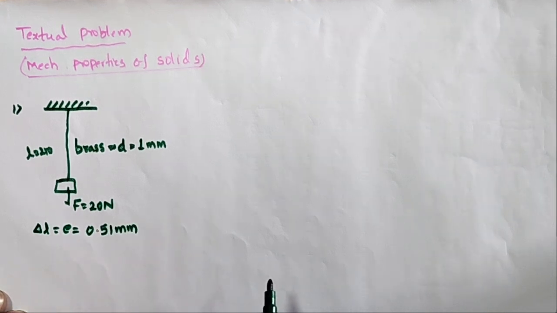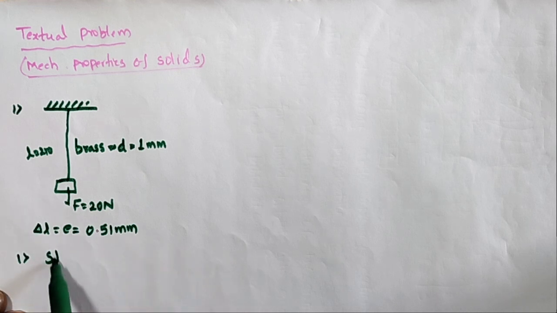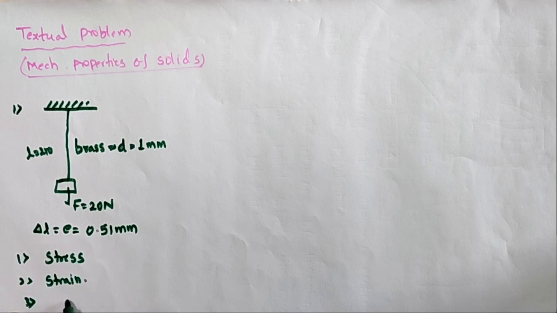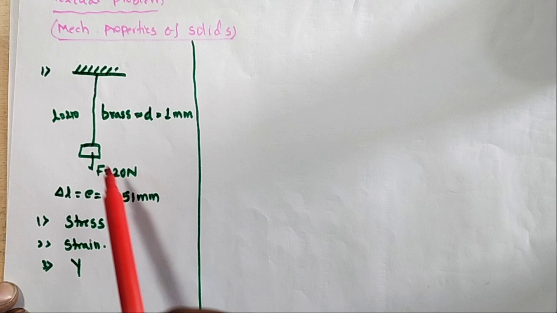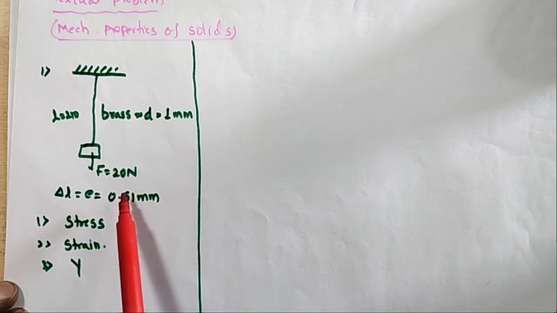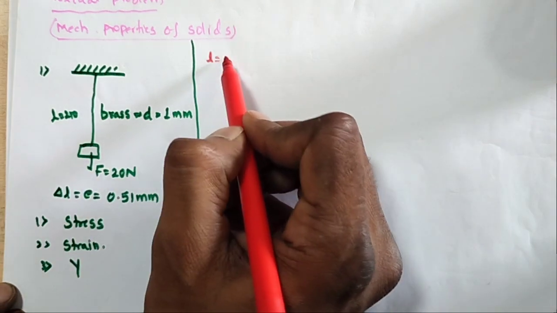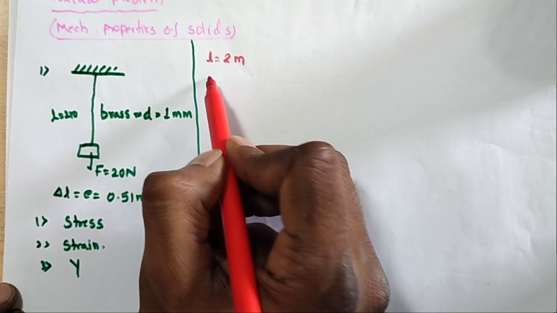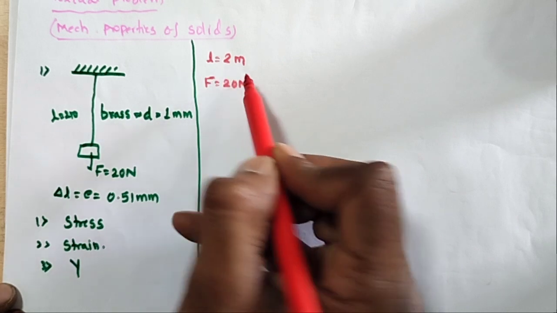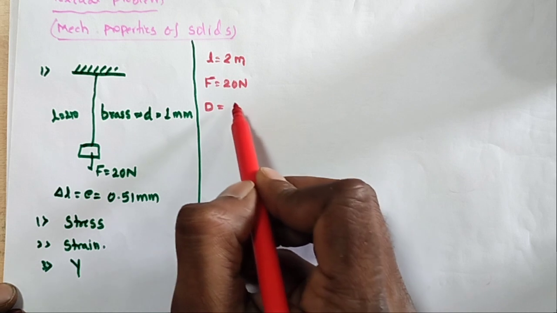So find stress, strain, and Young's modulus of the material. First, check whether all units are equal or not. Here I will write L is equal to 2 meters, F is equal to 20 newtons, and diameter is equal to 1 millimeter.